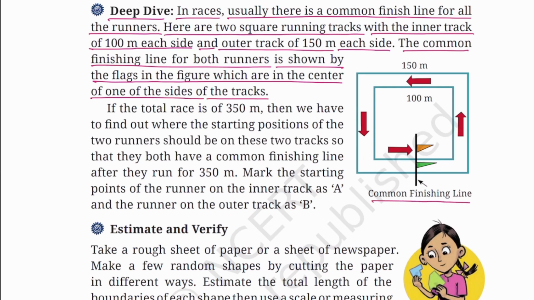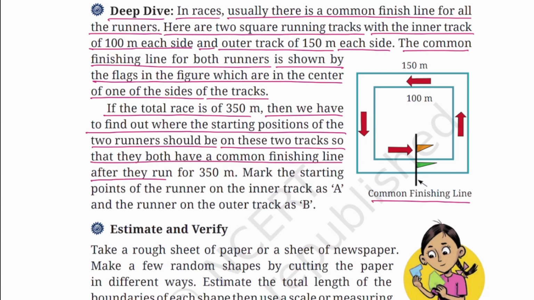Common finishing line. If the total race is of 350 meter, then we have to find out where the starting position of the two runners should be on these two tracks so that they both have a common finishing line after they ran for 350 meter. Mark the starting points of the runner on the inner track as A and the runner on the outer track as B.